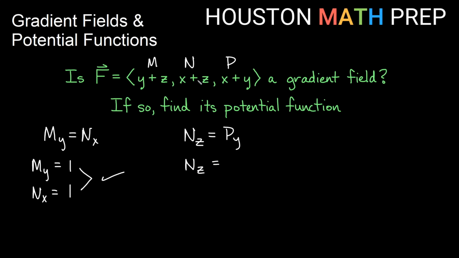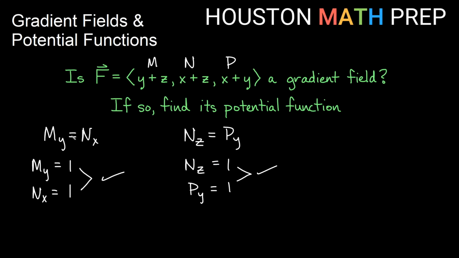Well, N_z would be 1. And partial P_y, the derivative of x plus y with respect to y, would also be 1. So these are the same as each other as well, so that's good. They don't have to be the same as these. These two just need to be equal, and these just need to be equal separately. They just happen to be the same thing, so that's nice, I guess.